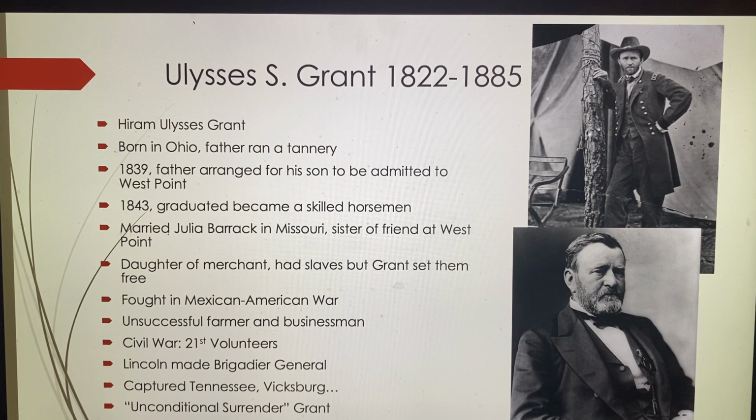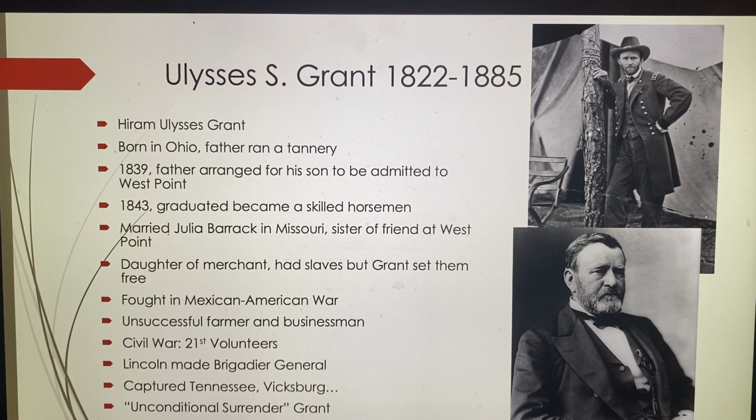He was born in Ohio. His father ran a tannery. In 1839, his father spent all that he had to try to get his son admitted to West Point. In 1843, he did graduate from West Point, and he became a skilled horseman. Grant was always good with horses. He was always riding a horse. In almost all these pictures, you have him riding a horse into battle, or riding the horse to lead the battle. That was Grant.